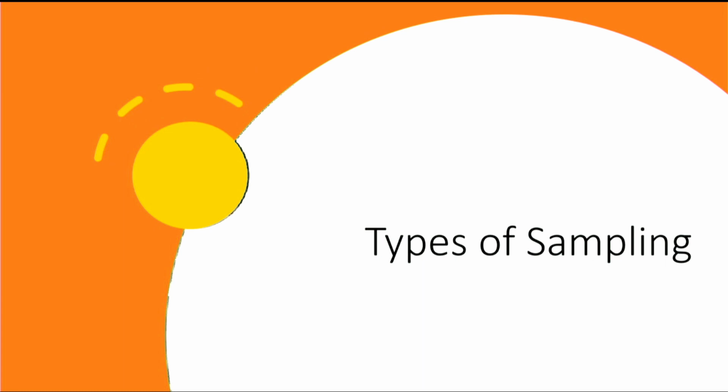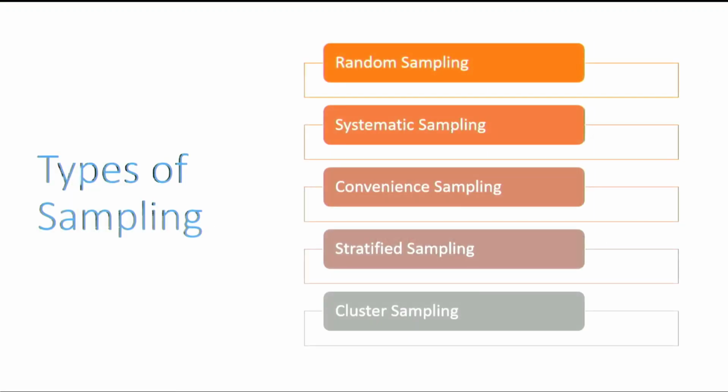The next we are going to look at is different types of sampling. We are going to look at 5 of them. The first one is random sampling. The next one is systematic sampling. The next one is convenient sampling, and the next one is stratified sampling, while the last one is cluster sampling.